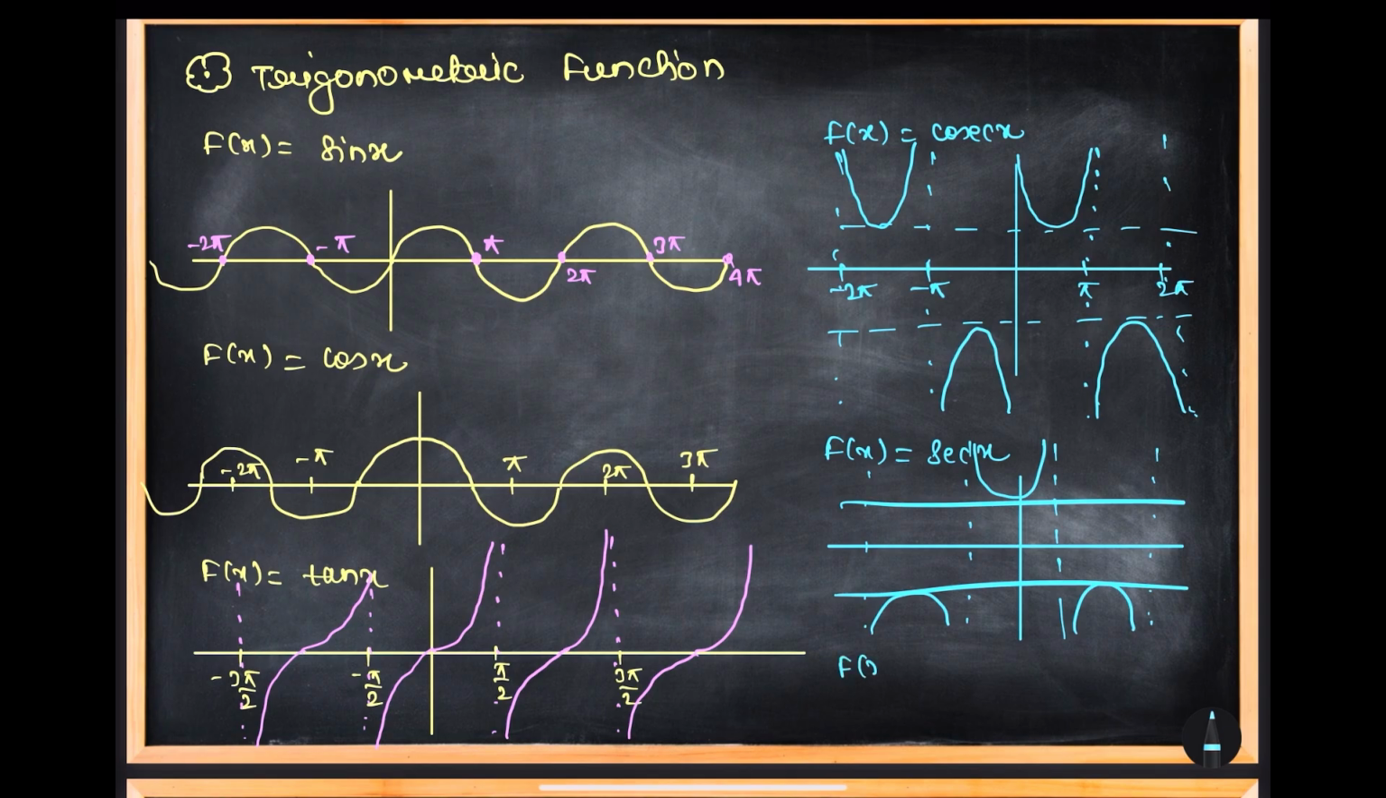Now f of x equals cot x. So cot x means tan becomes 0 at 0. So at 0, pi, 2 pi, this function will have a problem. Your graph will go this way. And these integral multiples of pi will behave as asymptotes. It's a straight line towards which the graph approaches indefinitely without touching or crossing it.